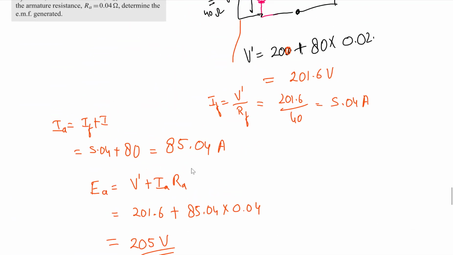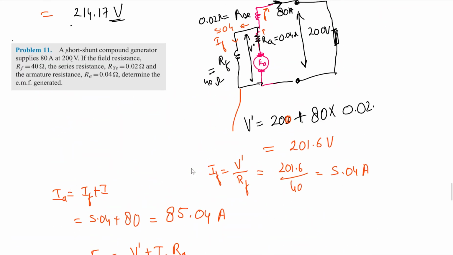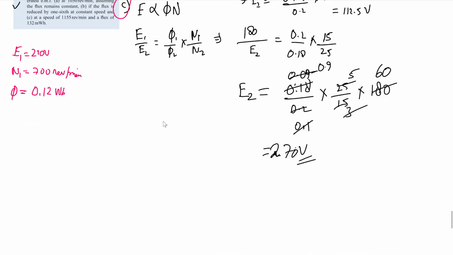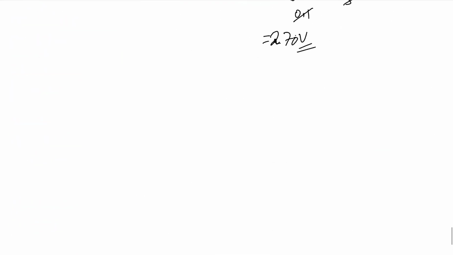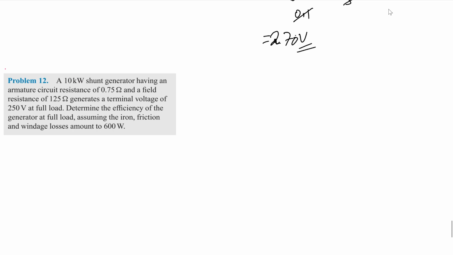Next, proceed to the problem number. We were doing the example problems, so let's proceed to problem number 12. In this problem it is given that there is a 10 kilowatt shunt generator having an armature circuit resistance of 0.75 ohm. So RA is given as 0.75 ohm and the field resistance RF is given as 125 ohm.